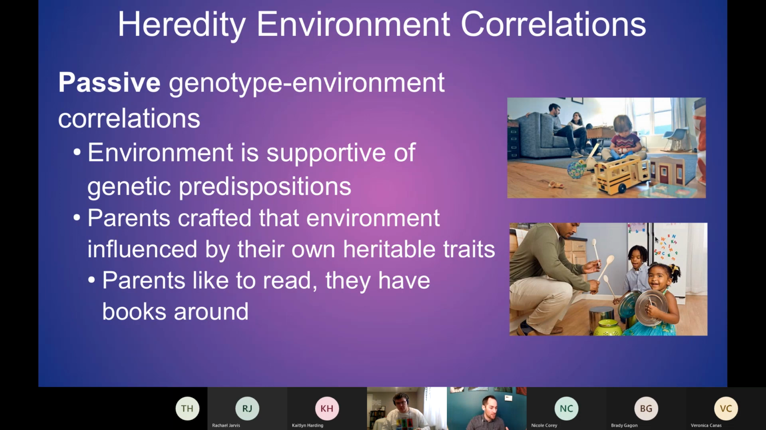Versus maybe these children have the genetic propensity to do well at music. Well, more likely their environment will have more opportunity for music. So that's the passive environment. The child is not doing anything. The environment's already set up in a way that's supportive of their traits.